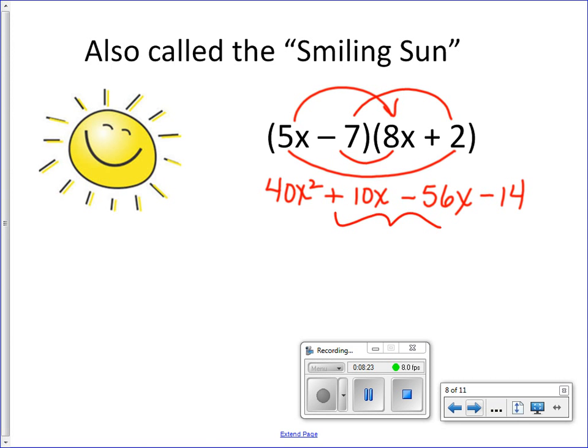And then we are still combining like terms. I'll bring down the 40x squared. Plus 10x minus 56x would be minus 46x, and then minus 14. Now, here's where the smiling sun comes into play. Let me get rid of the arrow here. You have one eye, here's an eye, here's your nose, and here's the mouth. All right, so that's the smiling sun.